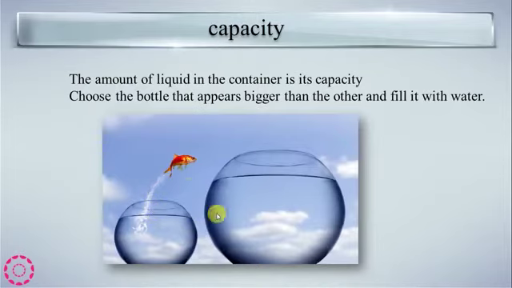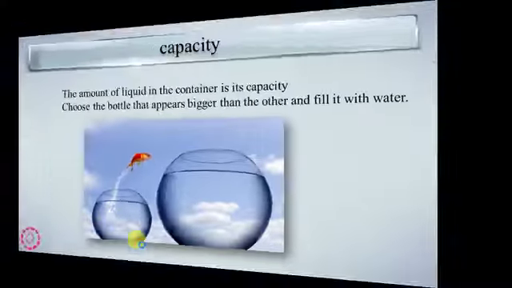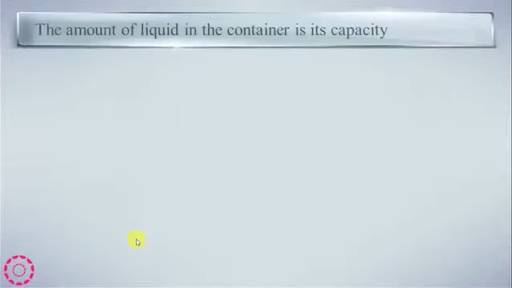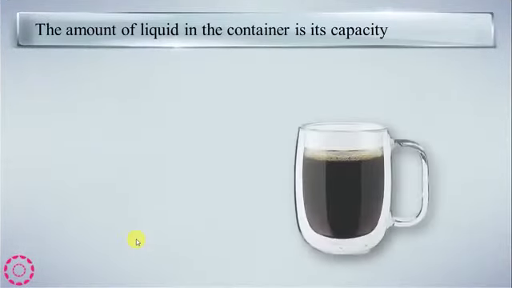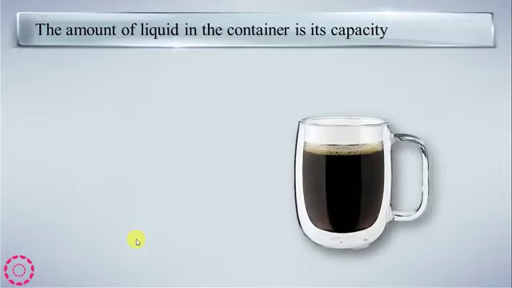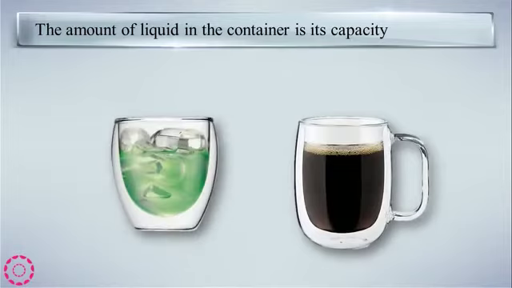Look at the two tools, the two cups. We fill them full of water, and that way you can find the capacity. The amount of liquid in the container is its capacity. This is the juice, this is the Coca-Cola. They are two cups.